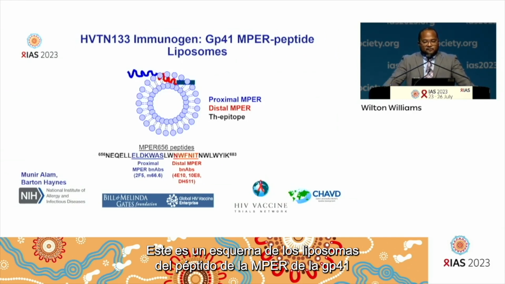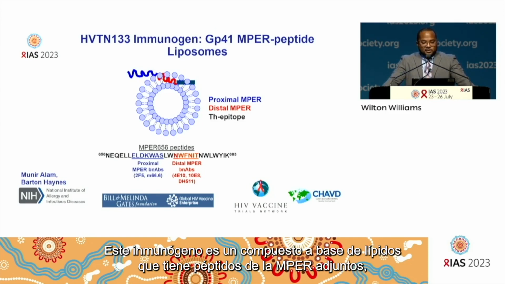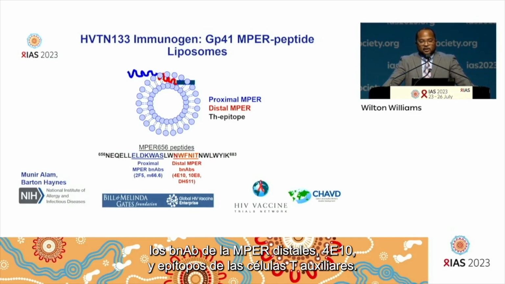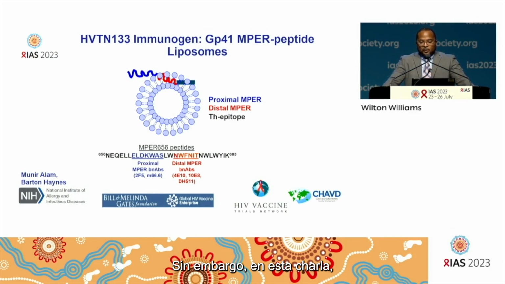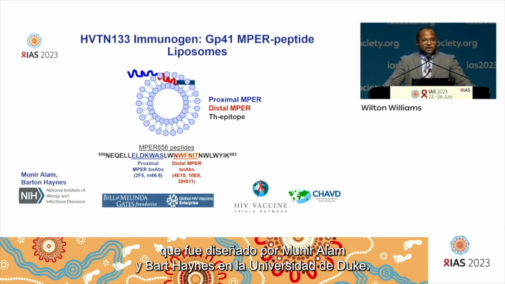So this is a schematic for the GP41 MPER peptide liposomes that were studied in HVTN 133. This immunogen is a lipid-based compound that has MPER peptides attached. And the MPER peptides contain epitopes that are targeted by the proximal MPER bNAb such as 2F5, the distal MPER bNAb such as 4E10, and T helper epitopes. However, for my talk, I'll describe the B-cell responses to this immunogen that was designed by Munir Alam and Barton Haynes at Duke University.